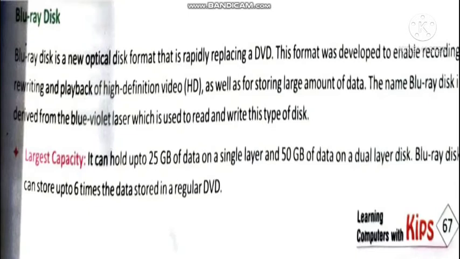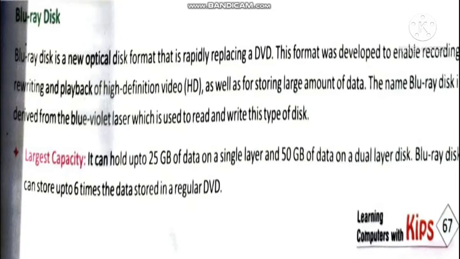So now comes Blu-ray disc. Blu-ray disc is also a type of optical disc format, but in comparison to your DVD, the quality is better, audio quality is better, video quality is better. Like in DVD ROMs you could play your CDs also, in the same way in Blu-ray disc drives you can play your DVDs also. And it can also store about 6 times more data in comparison to DVD.